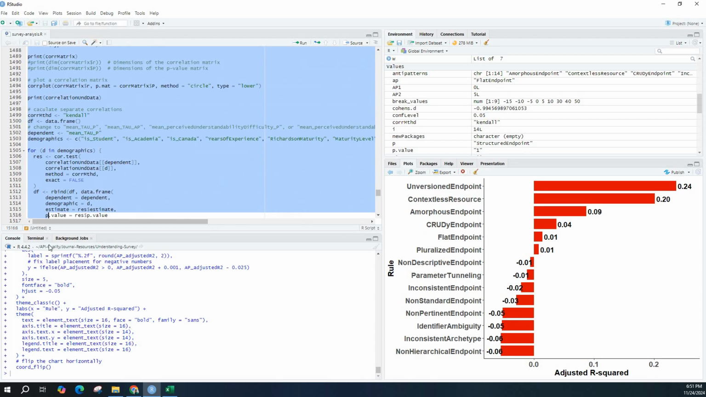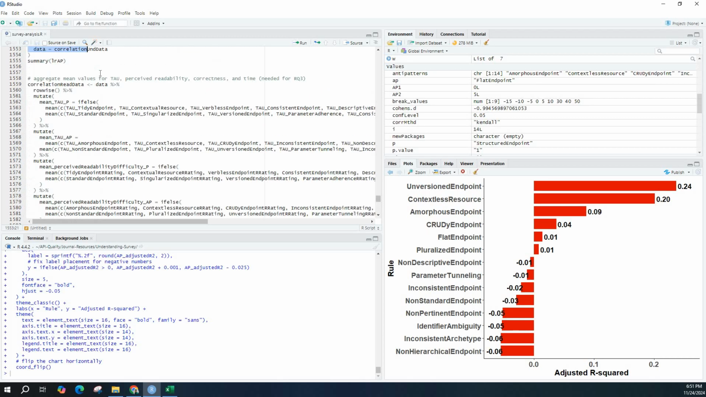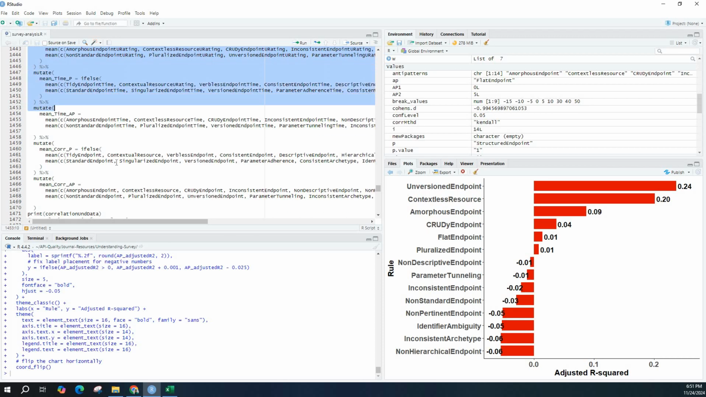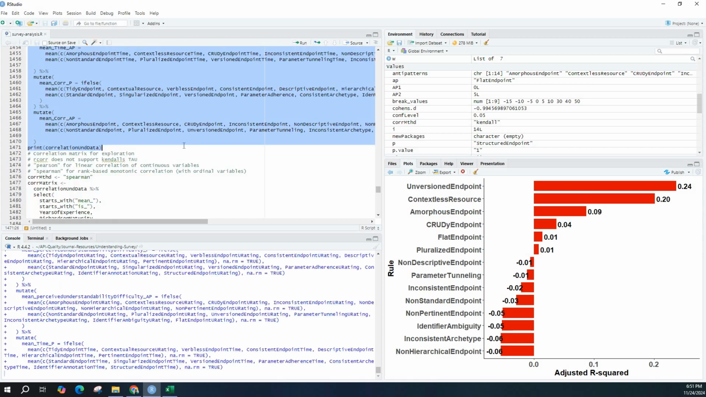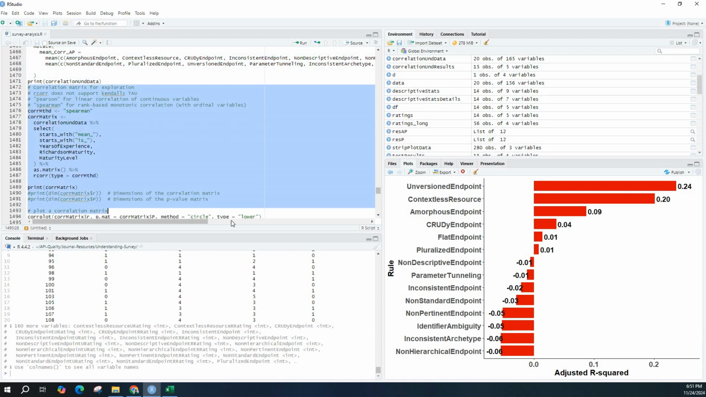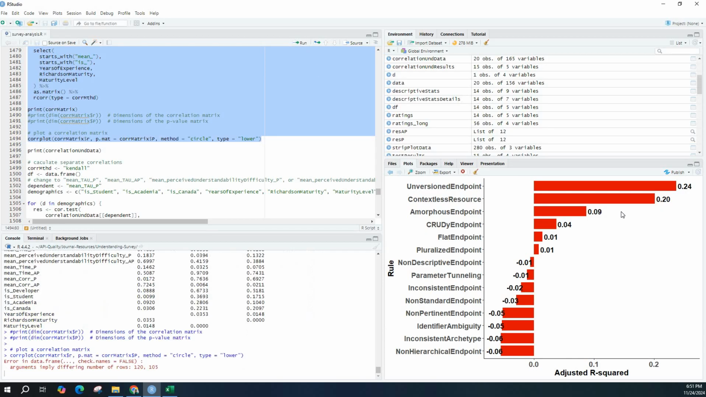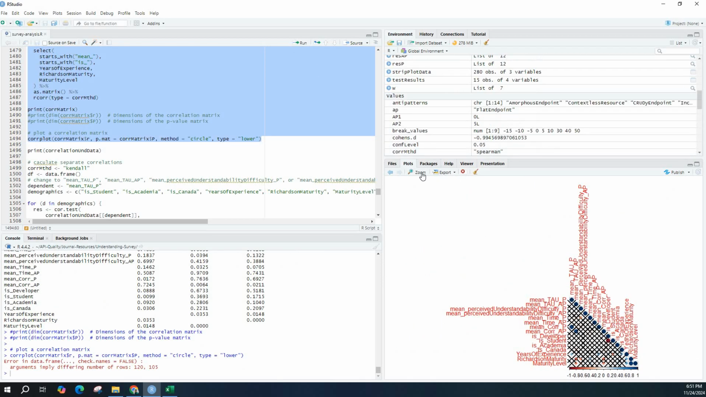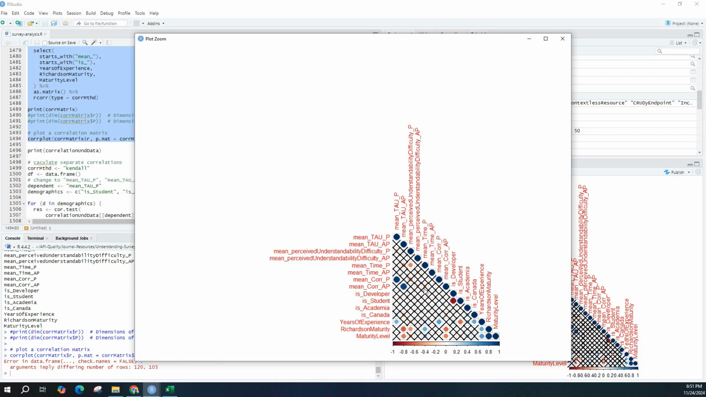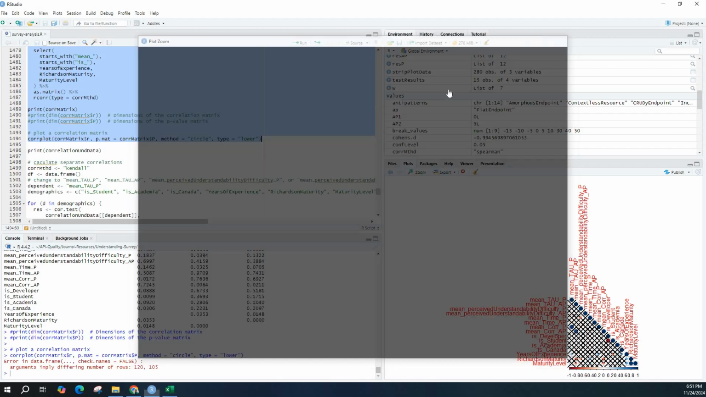And for RQ3, we first generate a correlation matrix and draw a correlation figure. From the correlation figure, you can see that most of the demographic attributes like developer, student, academia, and years of experience have a negative correlation, except for years of experience and Richardson maturity. So they play a little bit of a role in detecting pattern independence correctly, but in most of the cases they do not, so it's negligible.